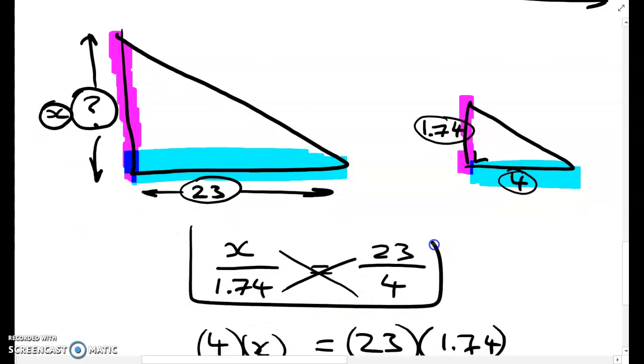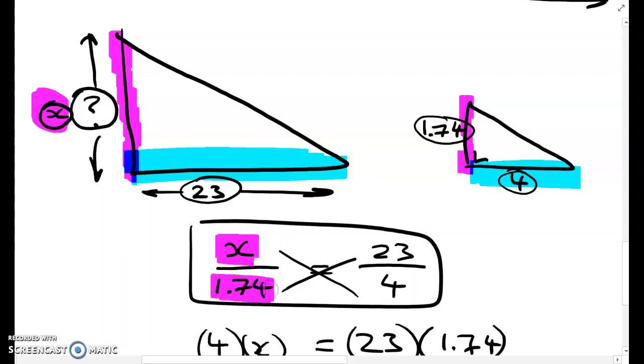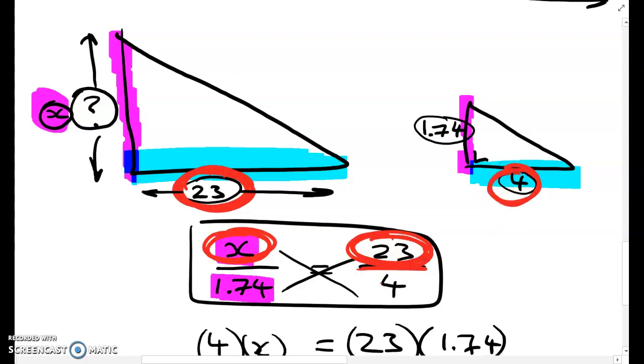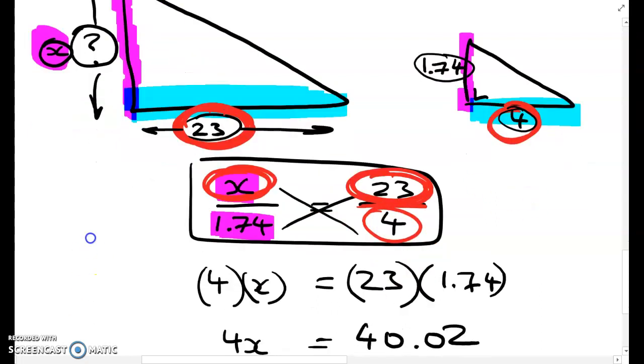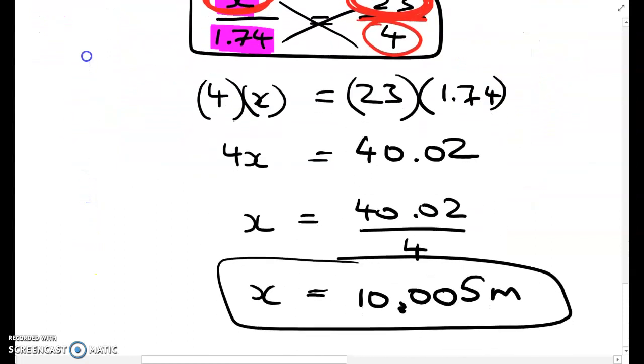So that's what we did here. We put the side that we didn't know and the one we wanted, in other words, x, over the equivalent side of the other triangle, and then put it equal to, now use your other two pieces of information. So put this one on top, because the big triangle is on top in both fractions. Put that over to the other side that you know, 4. And cross multiply, and then get your x.